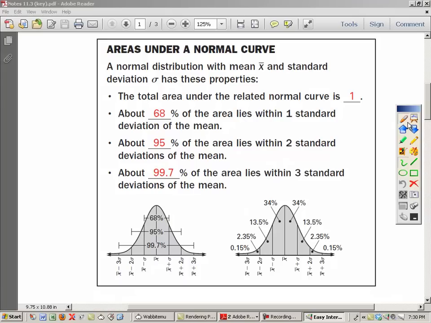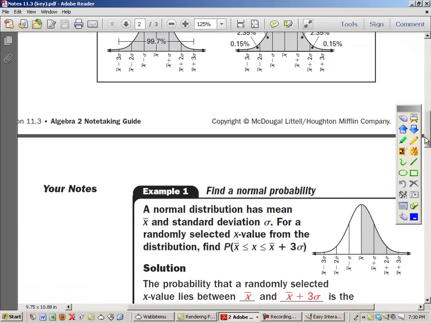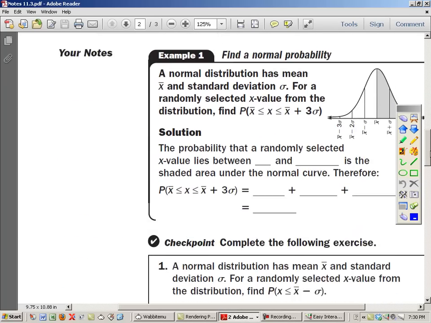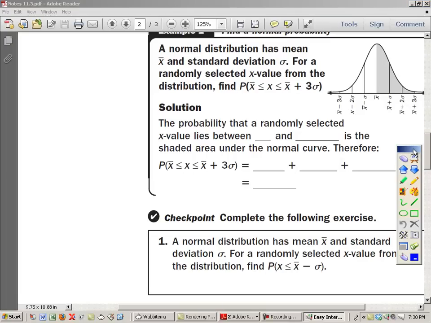All right? Okay, so let's go ahead and see if we can use that to find a normal probability. It says a normal distribution has a mean of x bar and a standard deviation of sigma. For a randomly selected value x from the distribution, find the probability that x bar will be less than or equal to x, which will be less than or equal to x bar plus 3 standard deviations, or 3 sigma.